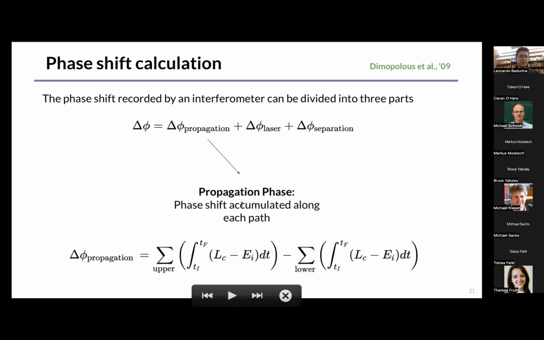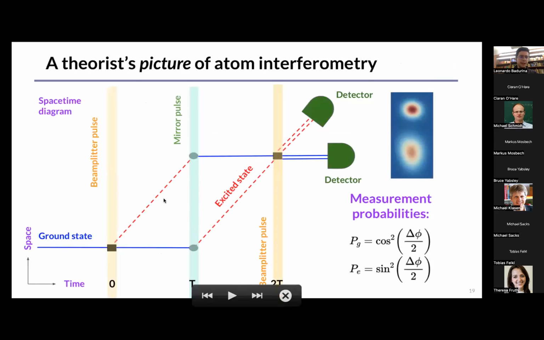So the propagation phase can be simply understood as the phase shift that is accumulated by each wave packet along each path. So that means that if we go back to our diagram here, the propagation phase will take into account the evolution of, say, this dashed red line from time 0 to time t in the upper path, and in the case of the ground state here, from time 0 to t in the lower path.